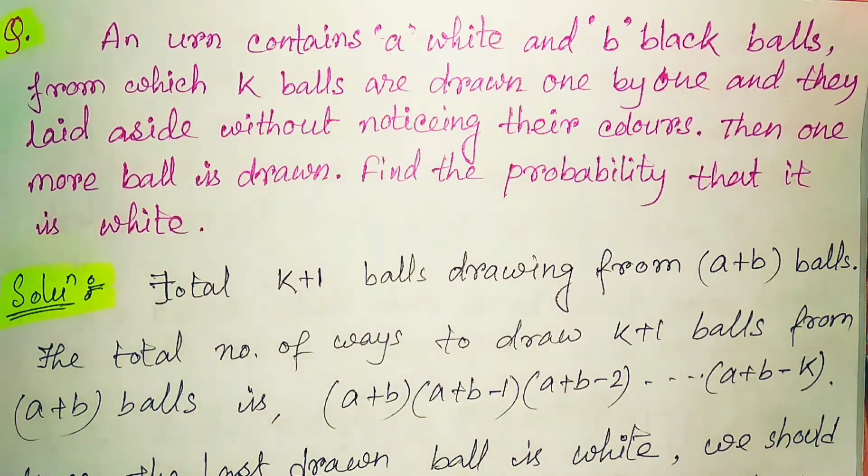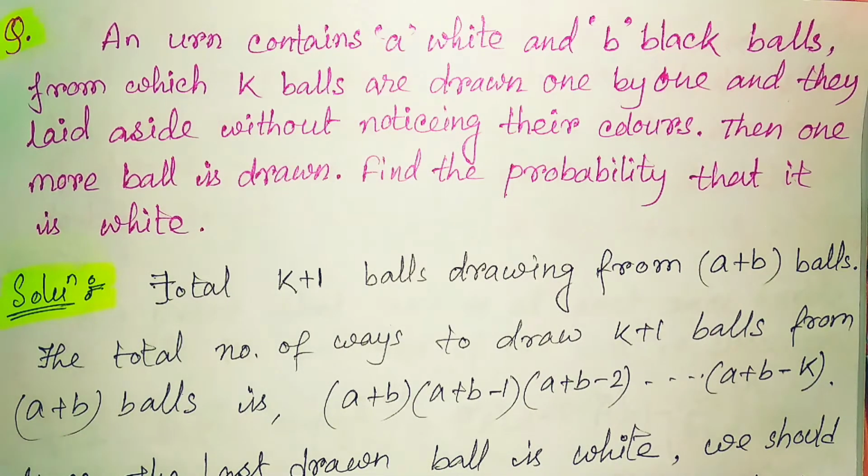So now it is an urn problem. An urn contains a number of white balls and b number of black balls, from which k balls are drawn one by one and laid aside without noticing their color. Just draw the balls and keep them aside without noticing their color. Then one more ball is drawn. Then find the probability that it is a white ball.